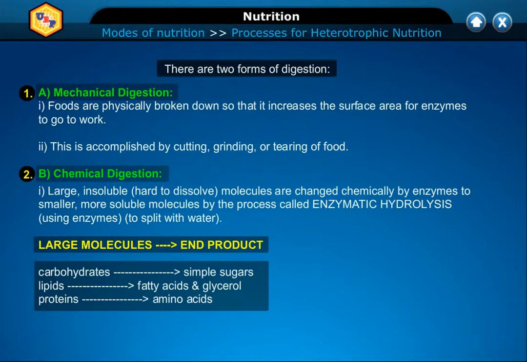B. Chemical digestion. Number 1. Large, insoluble, hard to dissolve molecules are changed chemically by enzymes to smaller, more soluble molecules by the process called enzymatic hydrolysis, using enzymes to split with water. Large molecules and products: carbohydrates, simple sugars; lipids, fatty acids and glycerol; proteins, amino acids.